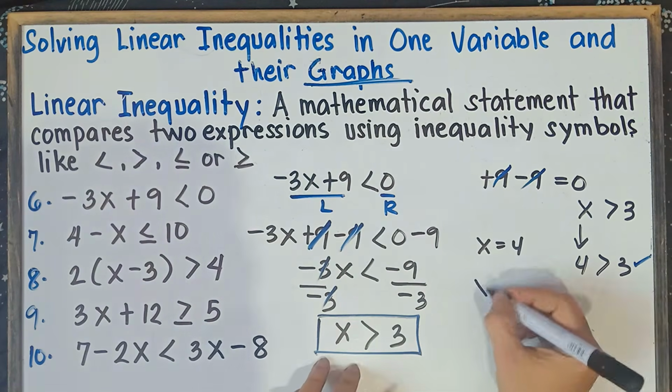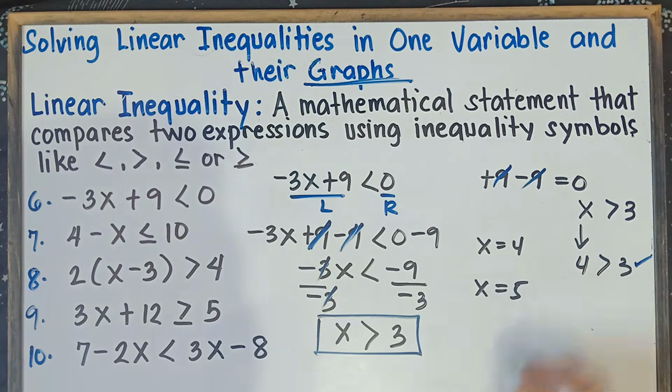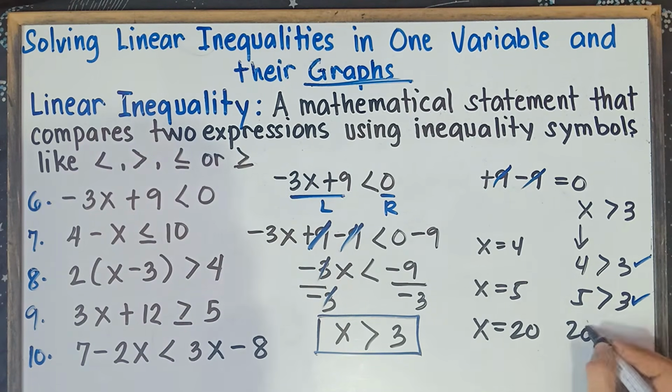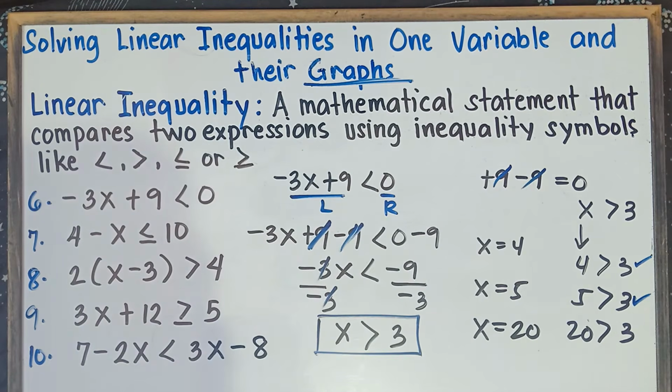Now, how about if we say x is equal to 5? Is 5 greater than 3? Yup, 5 is greater than 3. How about if x is equal to 20? Is 20 greater than 3? Yup, 20 is greater than 3. So therefore, class, the value of x could be 4, 5, 20, or any number greater than 3. It could be 100, it could be 1,000, and so on, up to positive infinity.